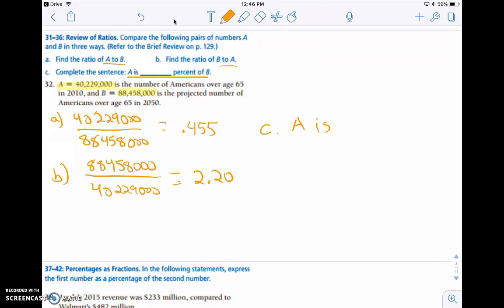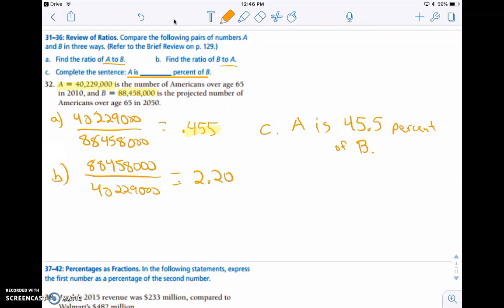So in part C, to find out what percent A is of B, we just look at the ratio. We found that the ratio was 0.455. So we just need to say 0.455 is the same as 45.5% of B. We have to change those decimals into percents in order to represent them as percents. So A is 45.5% of B, or in other words, a little bit less than half of B.